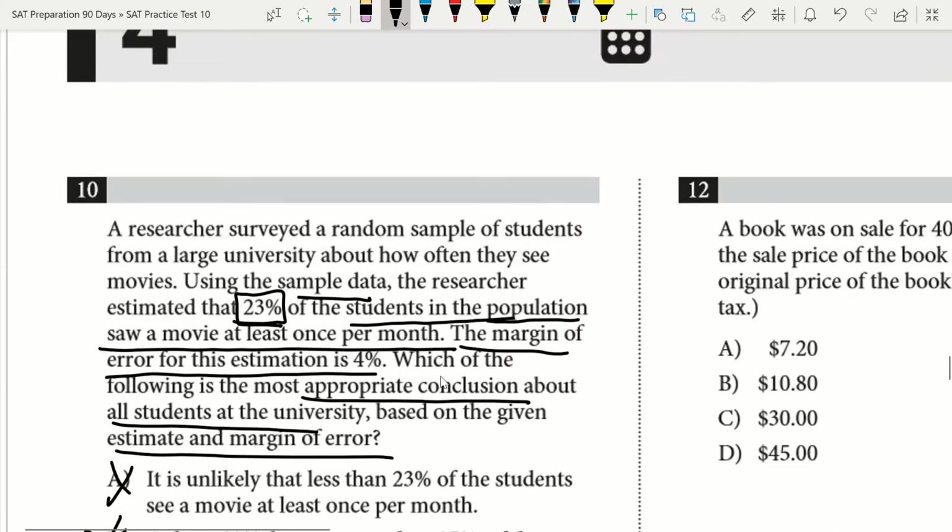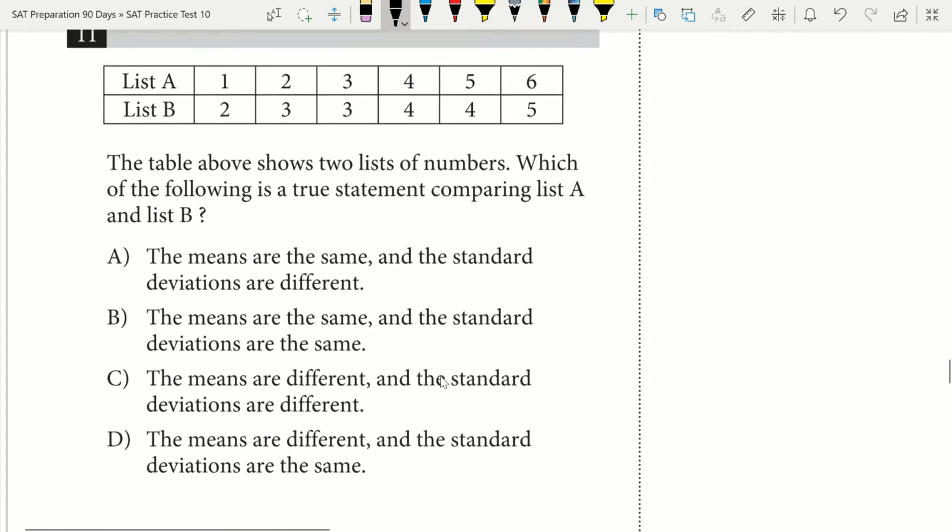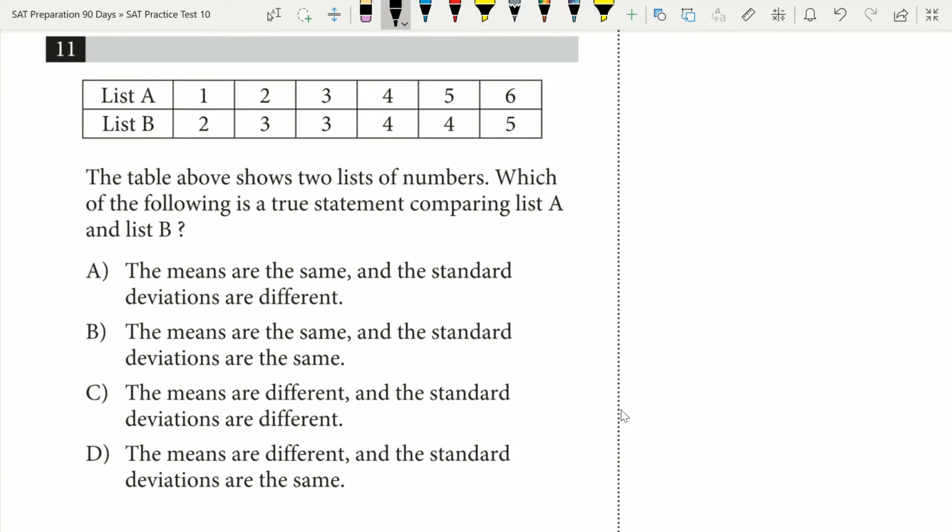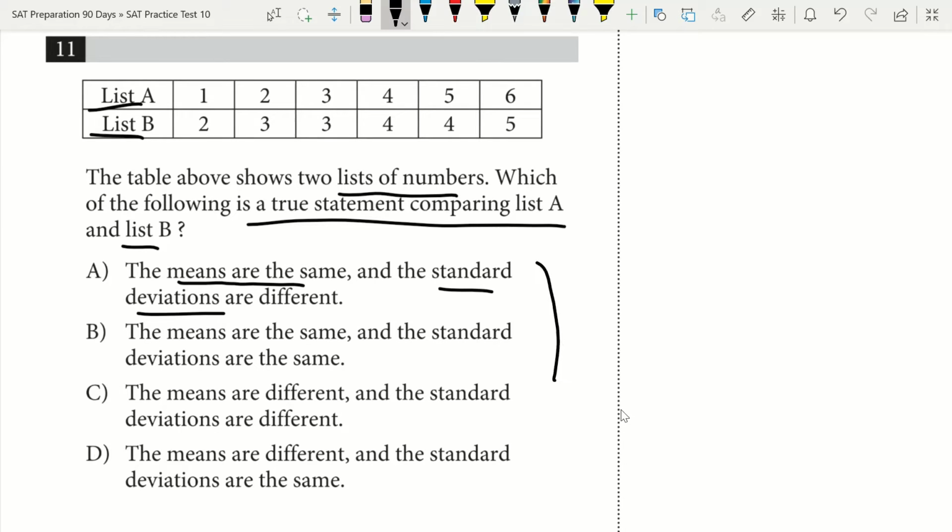All right, so question 11 is where we left off last time. The first thing I see when I look at question 11 is a table with two rows, list A and list B. The table shows two lists of numbers. I'm asked which of the following is true comparing list A and list B. I look at my option A: the means are the same and the standard deviations are different. I see I'm comparing means and standard deviations in all of my answer choices A through D. So what I'm going to do is find my means and my standard deviations, and find my correct answer by solving for those.